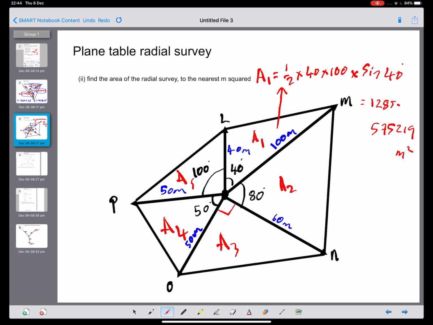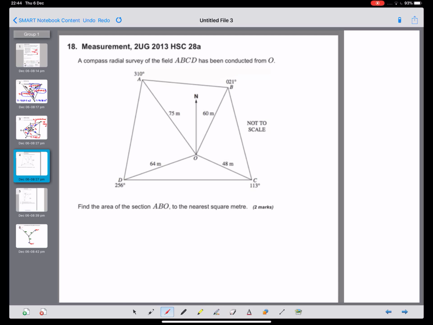And the final total, so we need to add up A1, A2, A3, A4, and A5. The final total is going to give 7682 meters squared to the nearest meter. Okay, so that's the end of plane table radial surveys. Let's have a look at compass radial surveys.